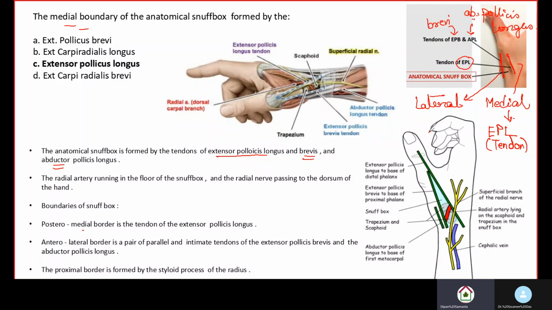And the lateral boundary is formed by extensor pollicis brevis and abductor pollicis longus, obviously tendons. Tendons of extensor pollicis brevis and abductor pollicis longus. The proximal border is formed by the styloid process of the radius.